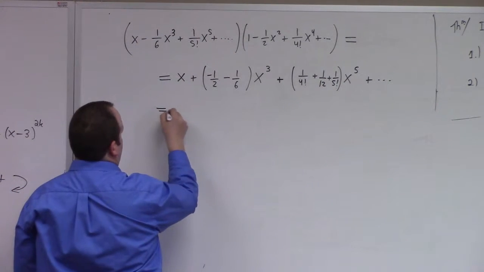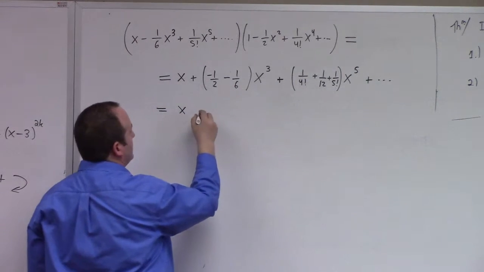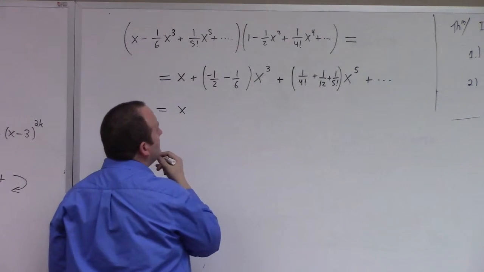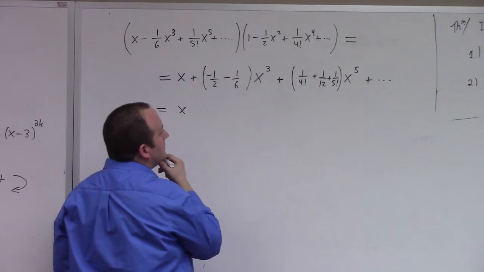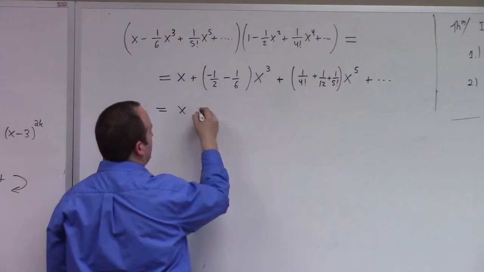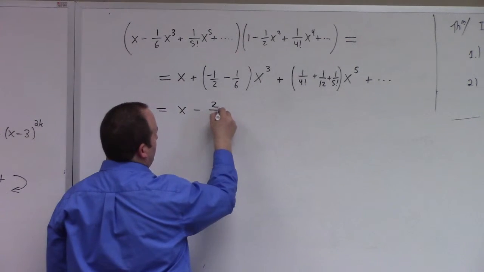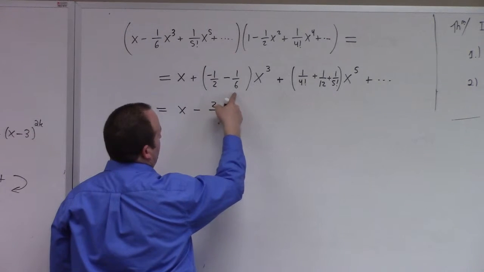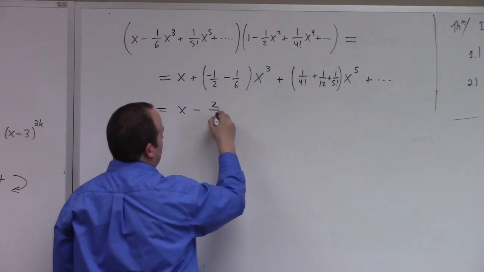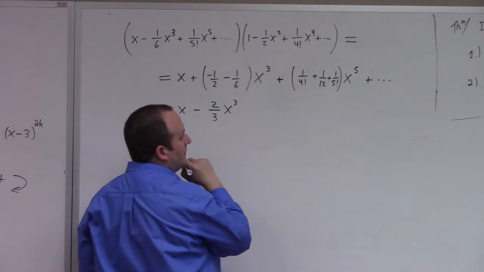Can you clean this up? Well, this is x. What do you got here? Two-thirds, yeah. This is 3 minus 1 sixth. It's 4 sixths. It's minus 2/3. Right?